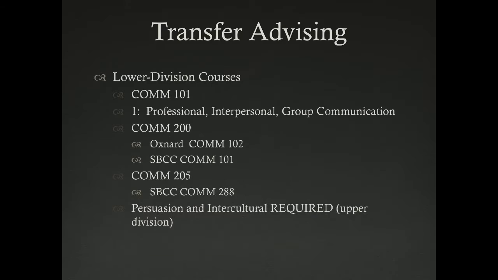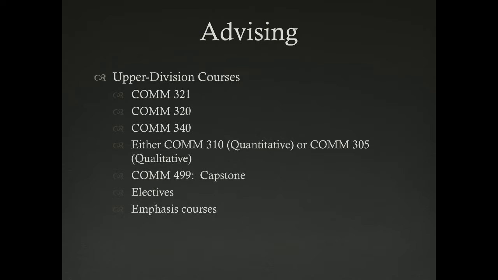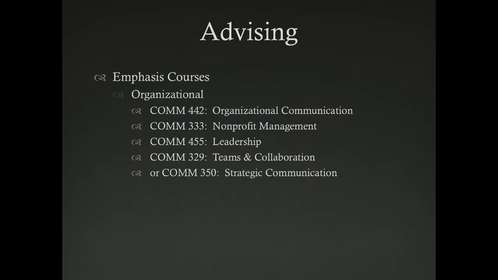Though you may have taken courses called something like argumentation or intercultural, you are still required to take them here. They are upper division here, and they are lower division at your community college, and we cannot transfer those in. So yes, you still need to take those. You take 321, 320, and 340. Those are all in the catalog. You'll take either 310, which is quantitative research, or 305, which is qualitative. Your capstone, your electives, and your emphasis courses. These are the major requirements for all students at the upper division level.